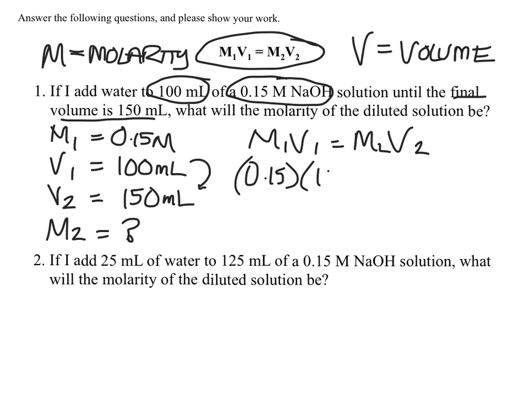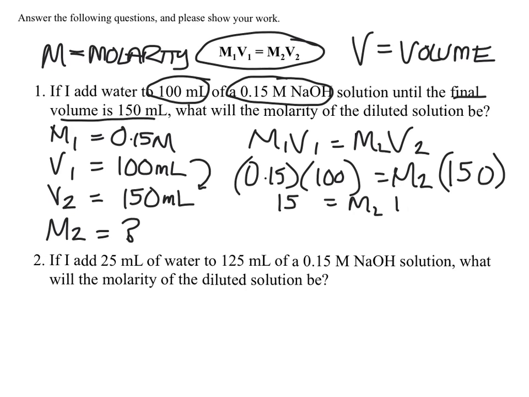M1 has a molarity of 0.15. Volume starts off at 100 mils. Now we want to know what the new molarity is, so we're going to leave that as a variable. But we do know that the new volume of that new concentration will be 150 milliliters. Right? We can multiply everything out. 0.15 times 100 ends up being 15. And we have 150 over here.